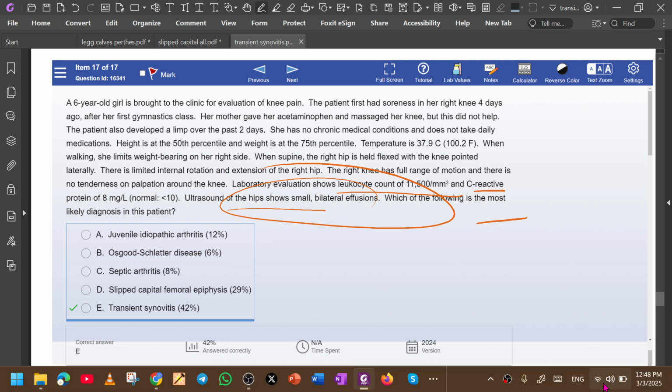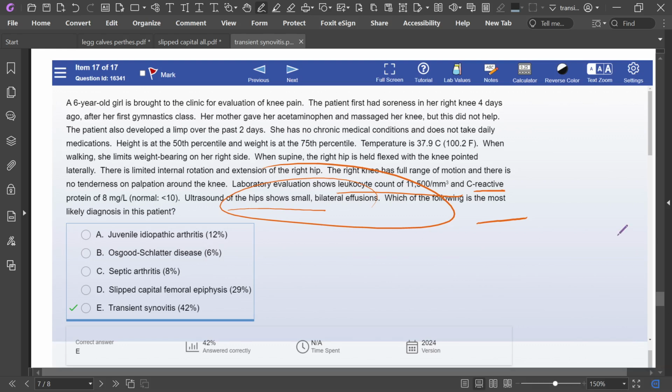So that's all about Legg-Calvé-Perthes disease, slipped capital femoral epiphysis, and transient synovitis. Hope you enjoyed.